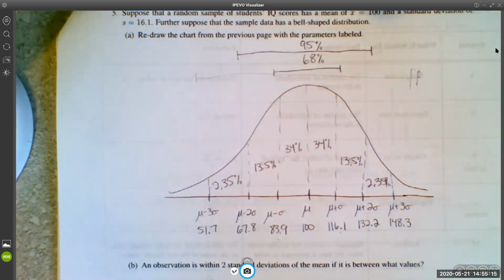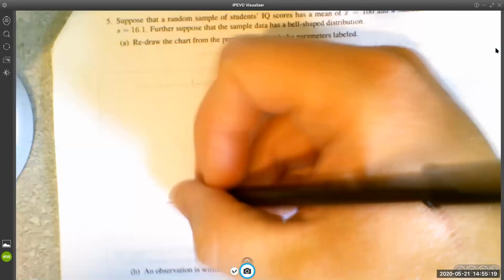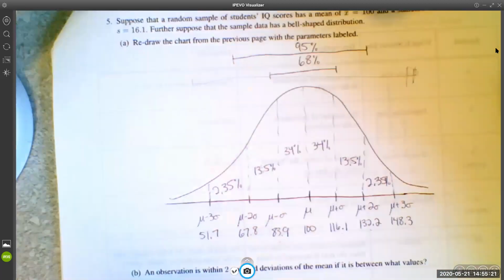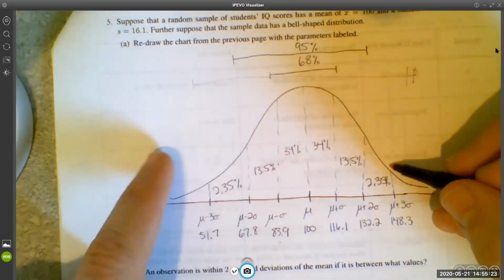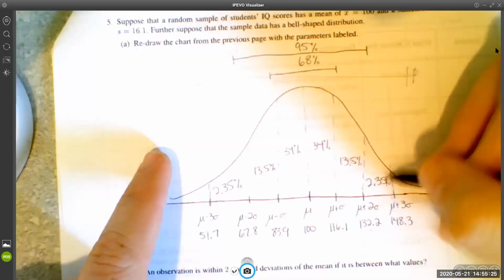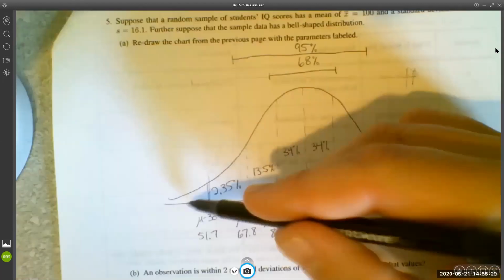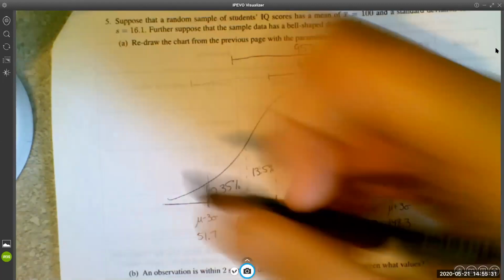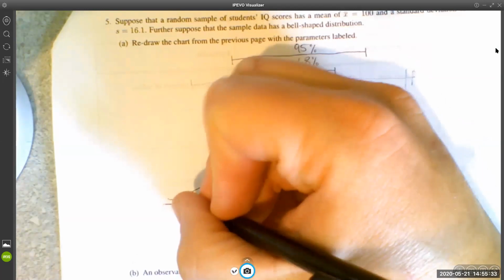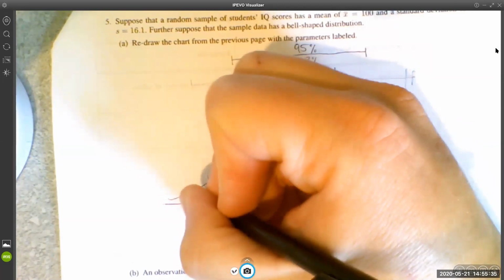Okay. And then finally, to figure out how much of the data is in the tails, well, we know that 99.7% of the data is within these two fences. That means the remaining 0.3% of data is in the tails, and it's equally split. So half of 0.3 is 0.15, right? So 0.15% there, 0.15% there.